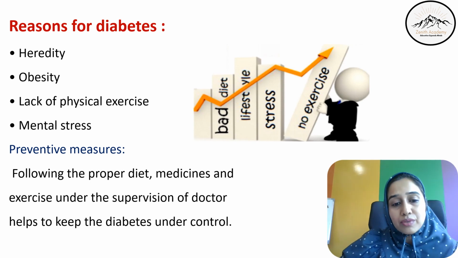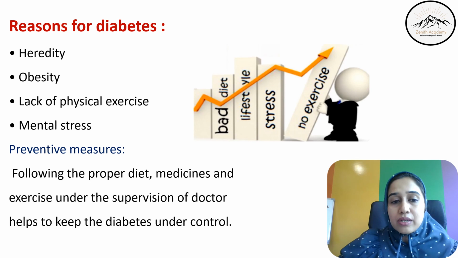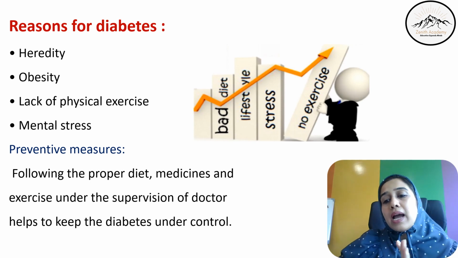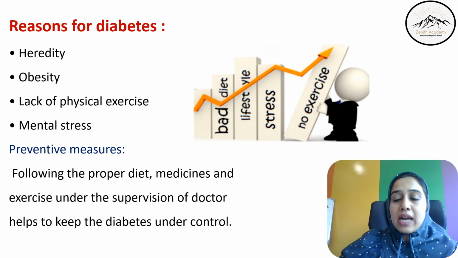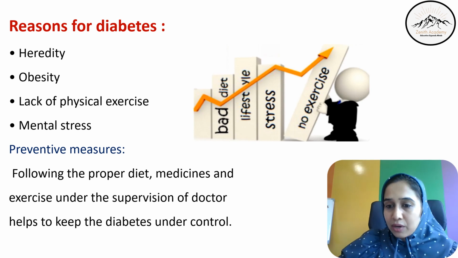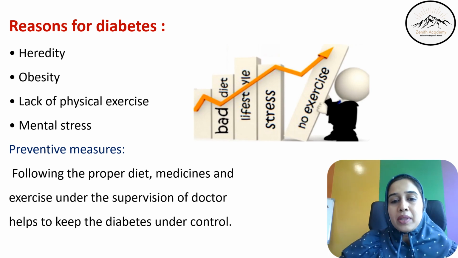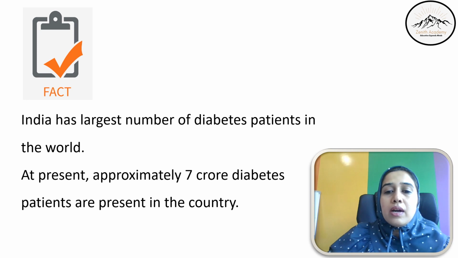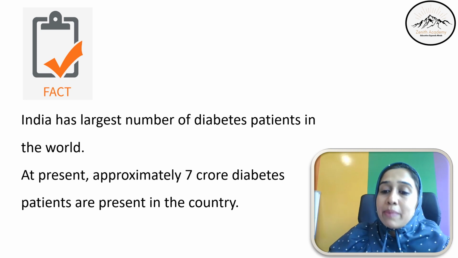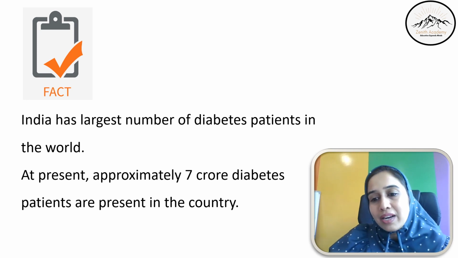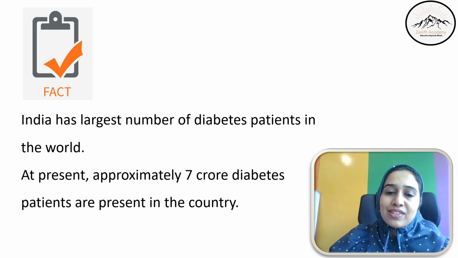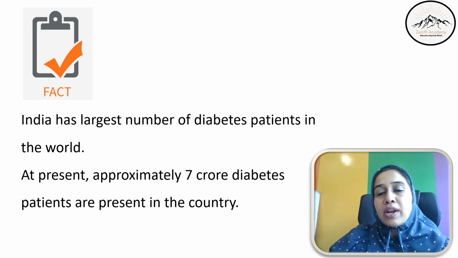Next one is preventive measures. What to do to prevent diabetes? Following proper diet, medicines, and exercise. This is the basic, and it is applicable not only for diabetes but for all diseases. So diabetes is a lifestyle disease. If you maintain a good lifestyle, you can avoid diabetes. India has the largest number of diabetes patients in the world. At present, approximately 7 crore diabetes patients are present in our country. Why? Because we do not follow a healthy lifestyle. I hope now you will start following a healthy lifestyle and avoid diabetes at your end at least.